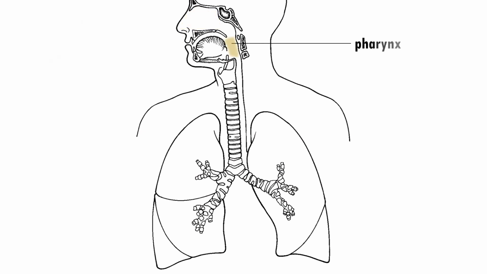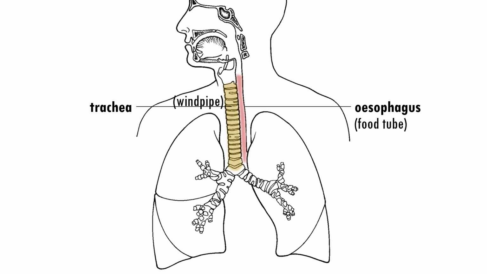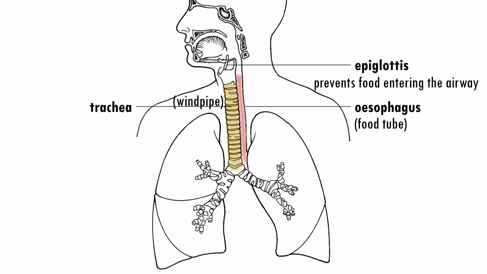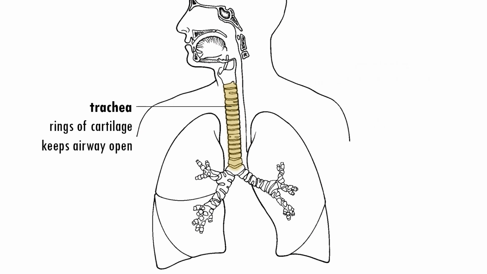Next, the air travels through the pharynx, a passage shared by both air and food. From there, it passes through the larynx, also known as the voice box, which contains your vocal cords. Then it moves into the trachea, or windpipe. By the way, food should go down the esophagus, not the trachea. That's why, when you swallow, a flap called the epiglottis closes over the trachea to prevent food from entering the airway. The trachea is a strong tube held open by rings of cartilage, which ensure it stays open all the time, whether you're sleeping, running, or even bending your neck.